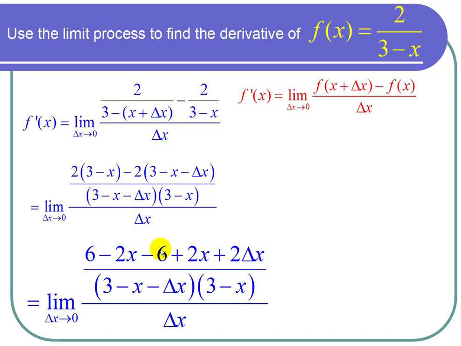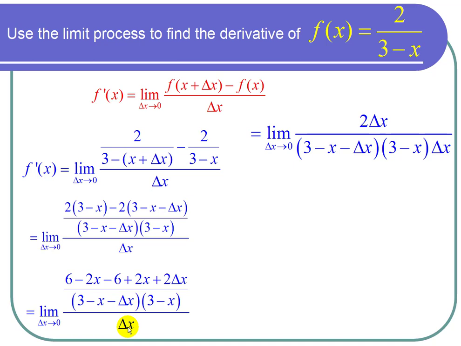So this is nice because we can see we have a 6 minus 6, a negative 2x plus 2x. Those cancel. And what I'm left with is 2 delta x. And notice this delta x, I snuck it into the denominator because when you divide fractions, we can think of this as delta x over 1. The reciprocal is 1 over delta x. So there's my simplified form.